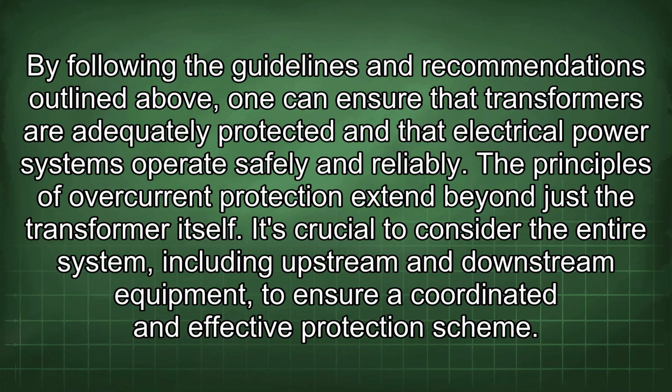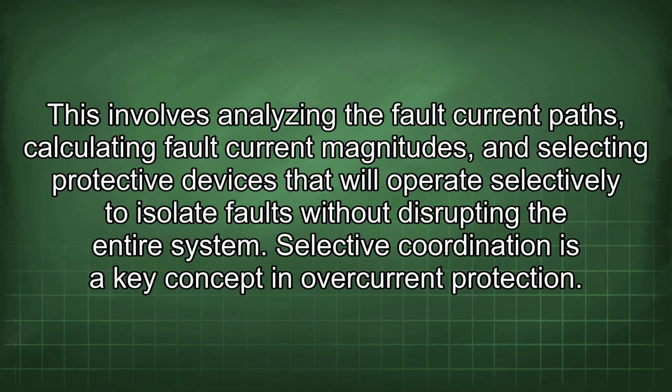The principles of overcurrent protection extend beyond just the transformer itself. It's crucial to consider the entire system, including upstream and downstream equipment, to ensure a coordinated and effective protection scheme. This involves analyzing the fault current paths, calculating fault current magnitudes, and selecting protective devices that will operate selectively to isolate faults without disrupting the entire system.